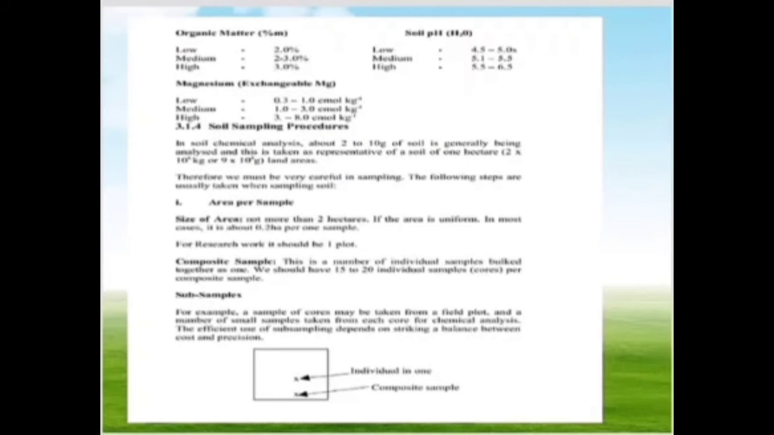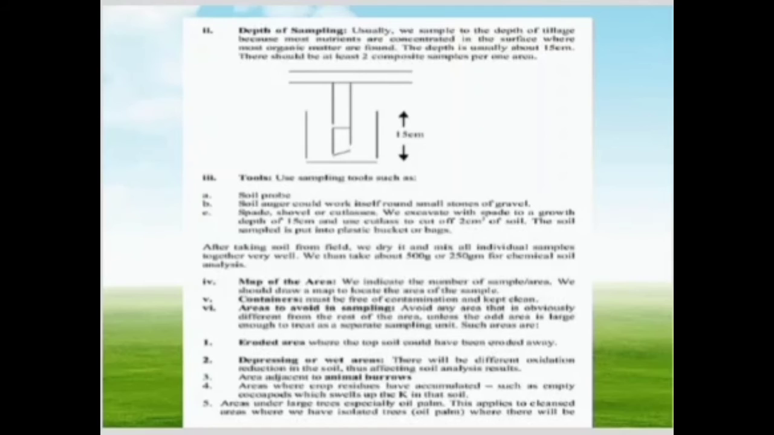Others are, for example, organic matter, soil pH, and magnesium. Soil sampling procedure: area per sample, composite sample, and subsample. Depth of sampling: usually, we sample to the depth of tillage because most of the nutrients are concentrated at the surface, where most of the organic matter is found. The depth is usually about 15 cm. There should be at least 2 composite samples per area.